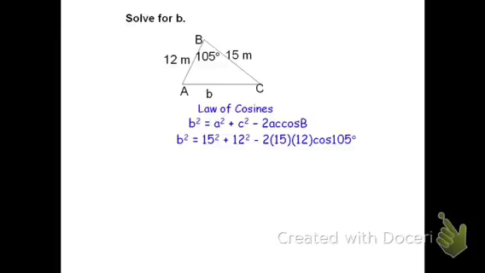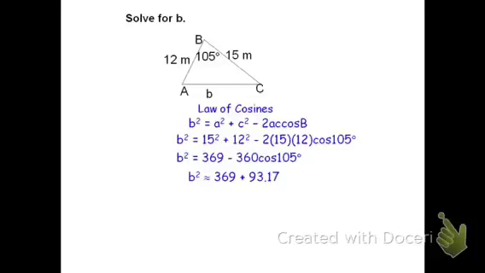15 squared works out to be 225, plus 12 squared, which is 144, add together to be 369. 2 times 15 is 30, and 30 times 12 is 360. So I get b squared equals 369 minus 360 cosine of 105 degrees. At this point, I'm going to have to use my calculator and approximate. I'm going to figure out what the approximation for 360 cosine of 105 degrees is, and it turns out to be about negative 93.17.